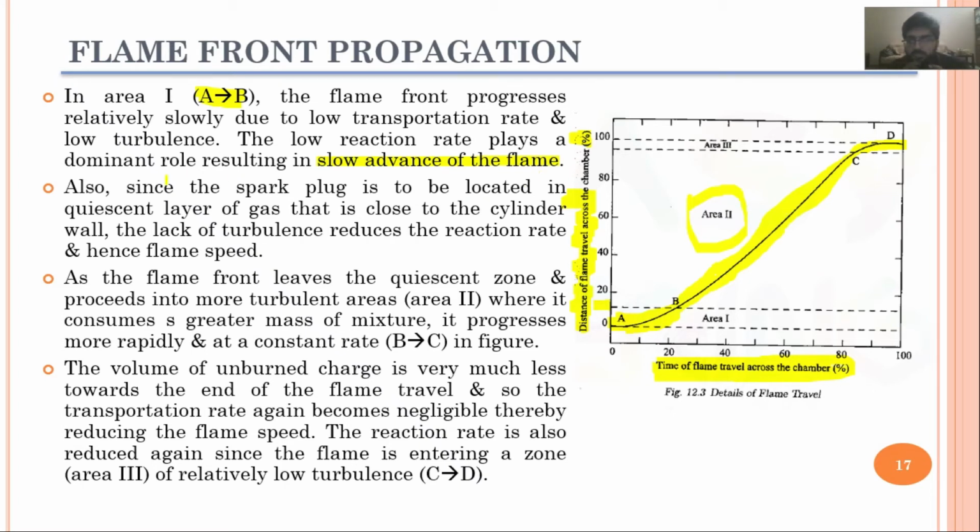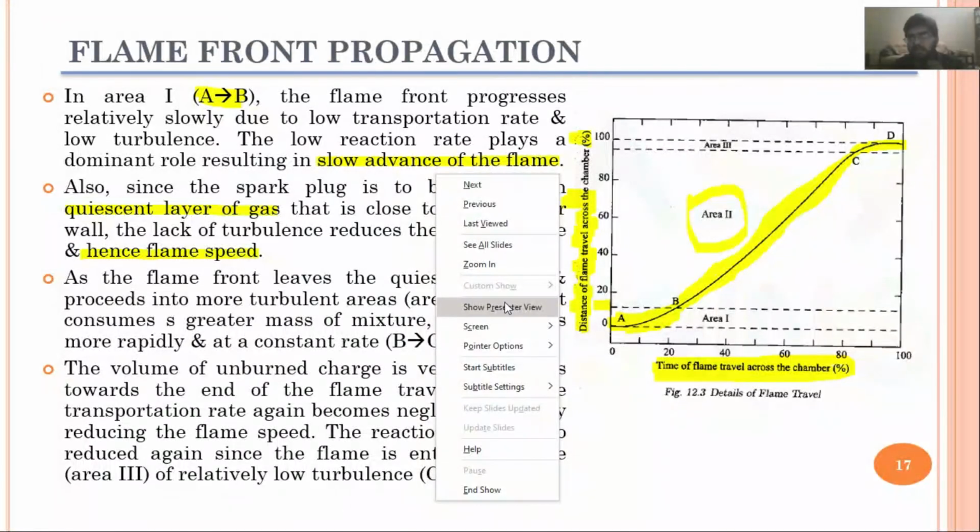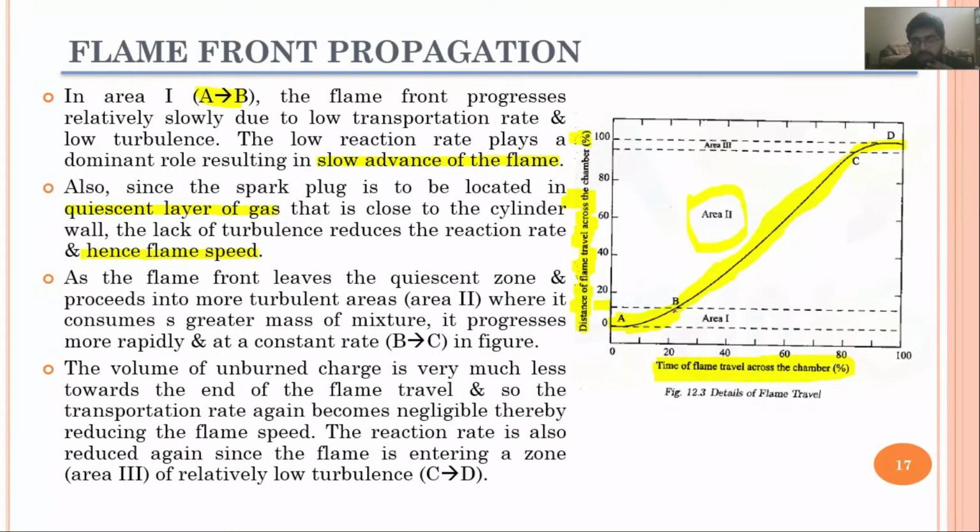Also, since the spark plug is to be located in the quiescent layer of the gases that is close to the cylinder wall, the lack of turbulence reduces the reaction rate and hence the flame speed as well. So as I was mentioning, the flame speed from A to B is very low. It is due to the fact that, for example, if I have drawn this combustion chamber, this is the piston, and here we have the spark plug.